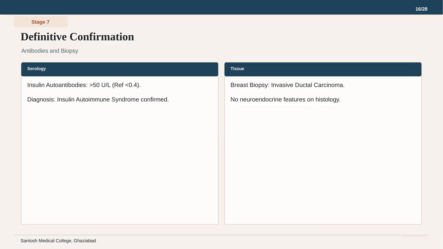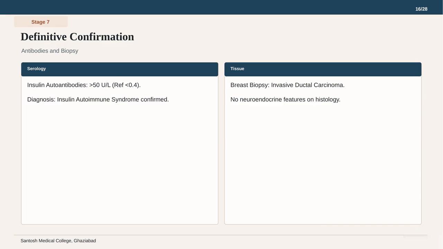In the serology panel on the left, the specialized blood test reveals insulin autoantibodies greater than 50 units per liter against a normal reference range of less than 0.4. This massive elevation officially confirms the diagnosis of insulin autoimmune syndrome.